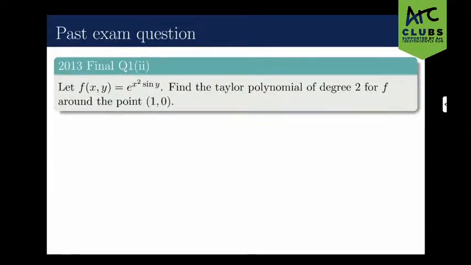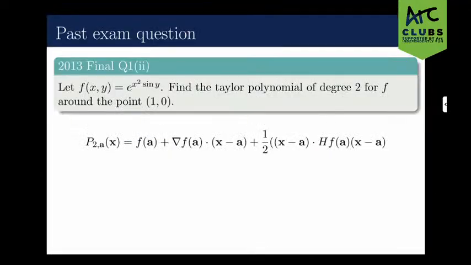Okay, so exam question. This one again is fairly simple, just using that formula we just have. We want to find a Taylor polynomial of degree 2 for this function around this point. So we're trying to approximate this function using the first order and second order terms. This is just what we had from above. This is just exactly the formula.